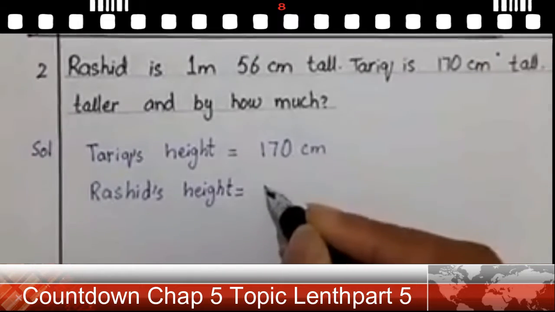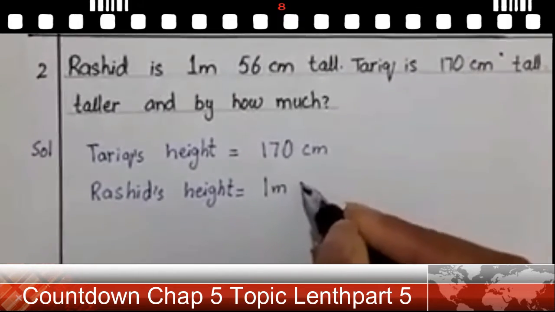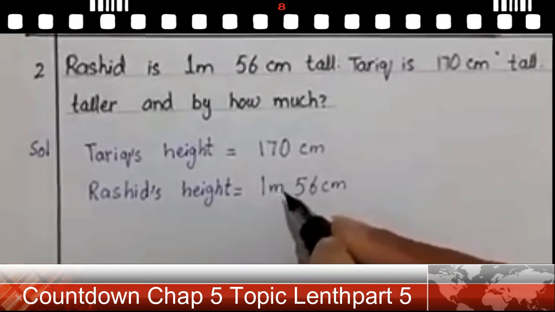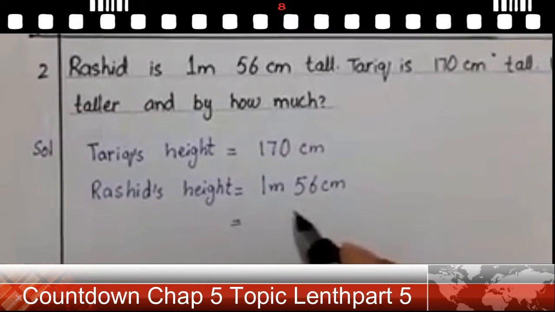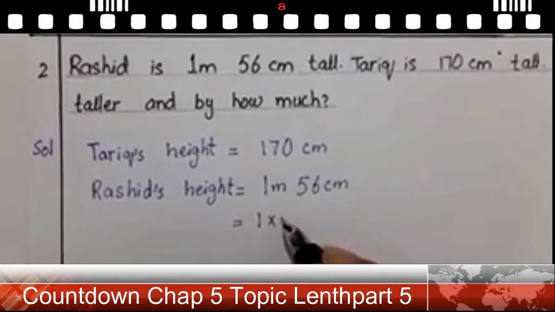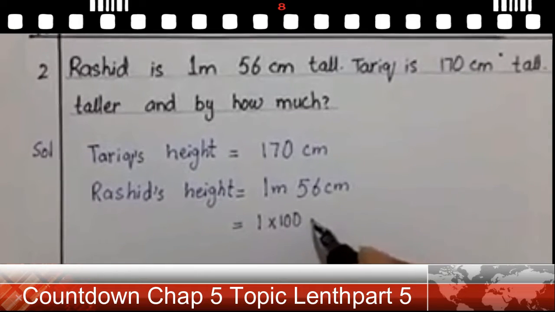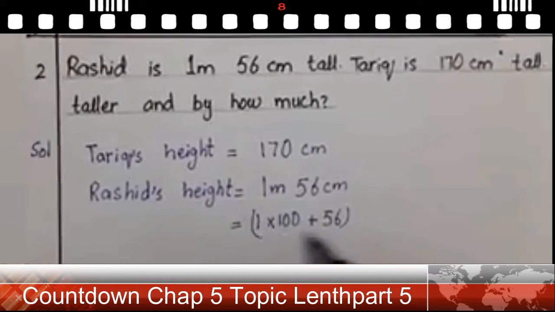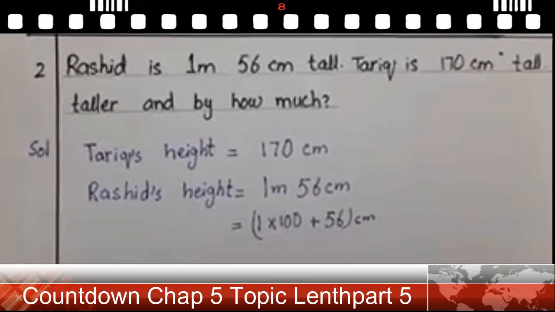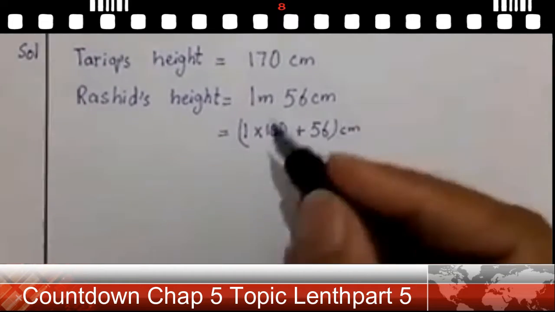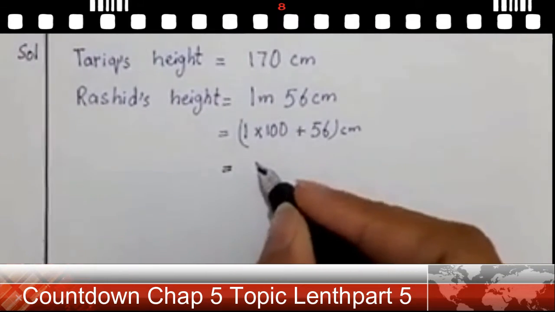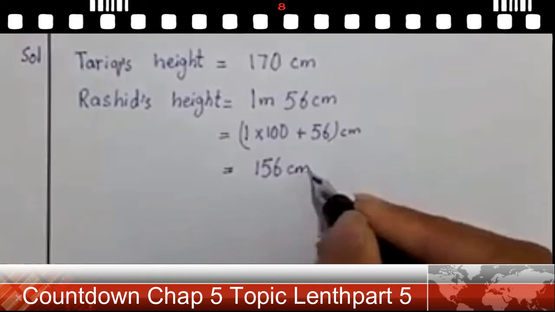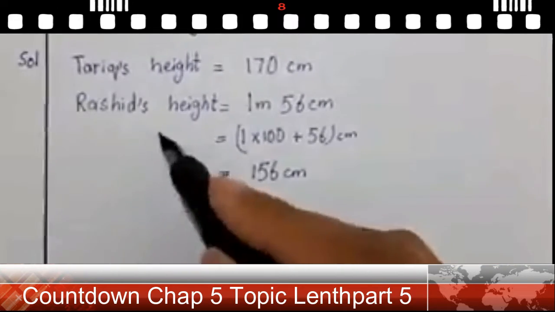Rashid's height is 1 meter and 56 centimeters. So what we have to do, we have to convert this meter into centimeters, and we know 1 meter has 100 centimeters. So 1 multiplied by 100, plus 56. This all will be in centimeters now. So 100 plus 56 is 156. Okay boys? 156 centimeters. Now you can see the height of Tariq and the height of Rashid.